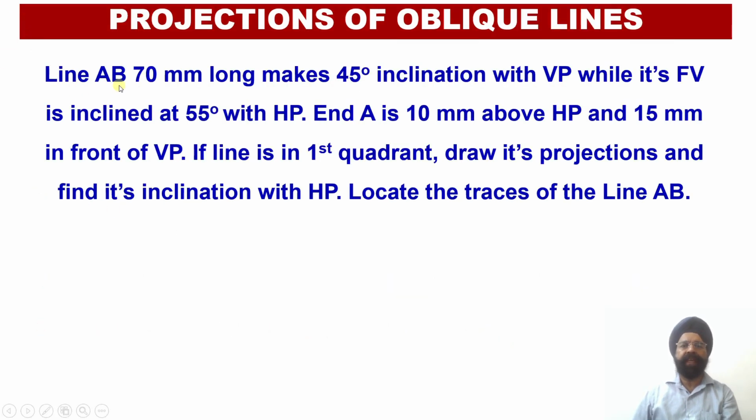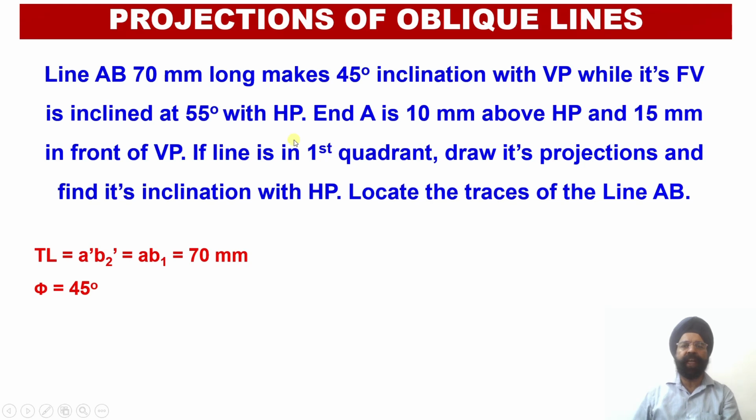Now a line AB, 70 millimeter long, makes an inclination of 45 degree with respect to the vertical plane. That is, we have got the true length of a line which is A dash B2 dash, or it will be AB1. So this is equal to 70 millimeter. This true length of the line is inclined at an angle of 45 degree with respect to the vertical plane. So we get the angle of inclination of the true length with VP, that is angle phi, equal to 45 degree.